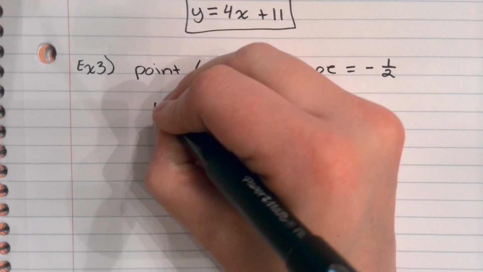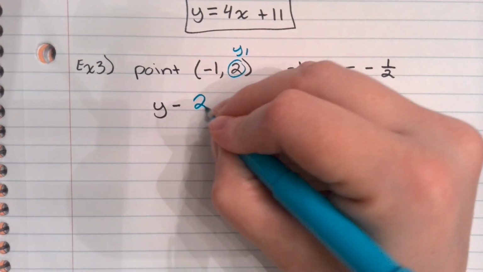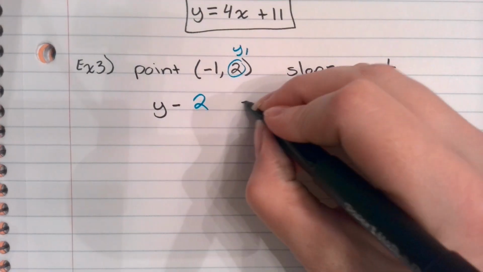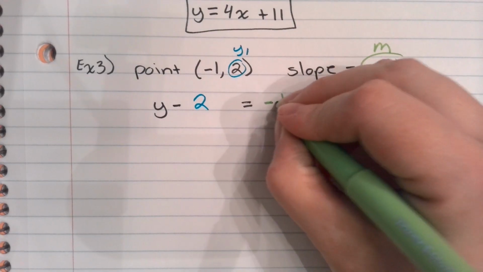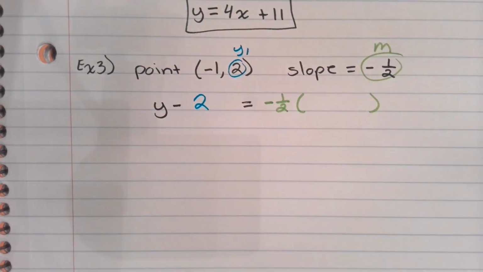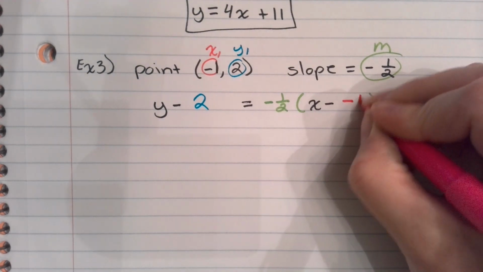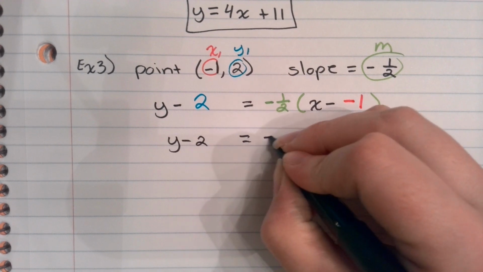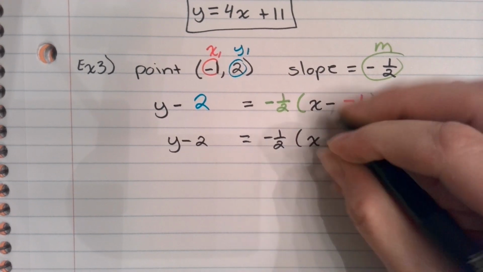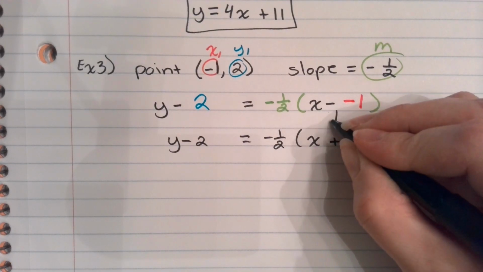Okay, go ahead and put it into my format. So y minus my y1, here's my y1 value, y minus 2, is equal to my slope. Here's my m value, so that's -1/2, times the quantity of x minus my x1 value. Here's my x1 value, that -1. Keep in mind, minus a negative is the same thing as just saying we're going to add a positive. So that minus negative just turns into an addition.